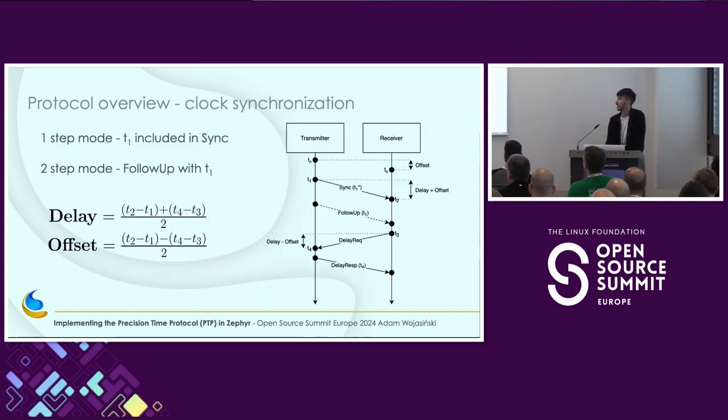So how does the clock synchronization look like? We have two possible ways of forwarding the timestamp information. Either it can be one-step mode where hardware needs to support that and include the timestamp information on the fly in the packet, or we can have two-step mode where we need follow-up messages containing the first timestamp. After those two messages, we have also messages used to compute the delay. And here you can see two equations that are used for calculating the delay and offset of the receiver.